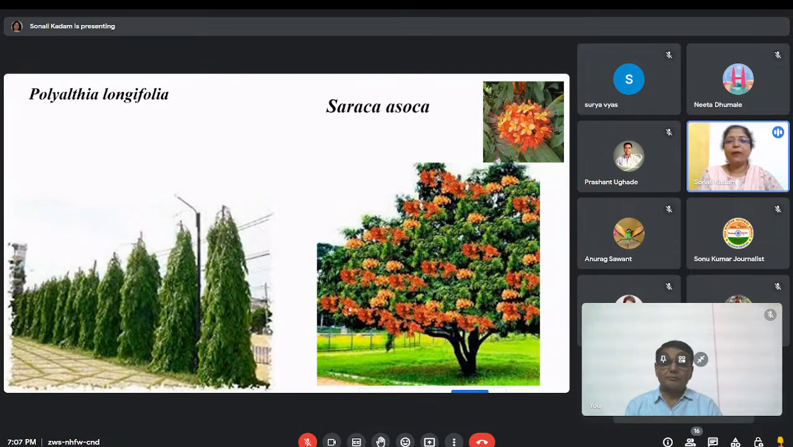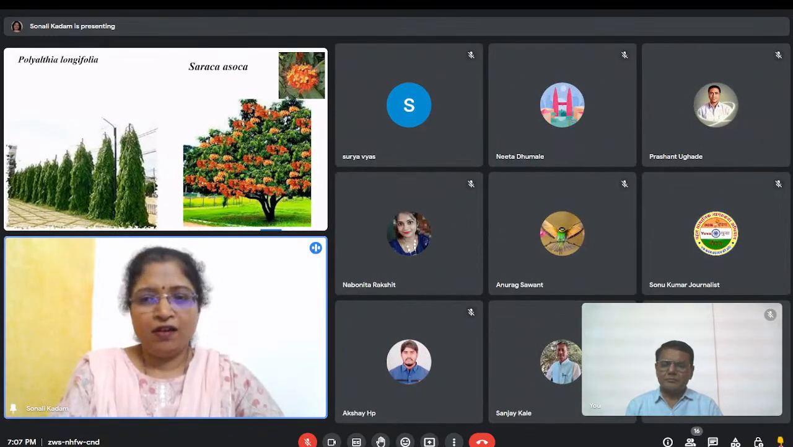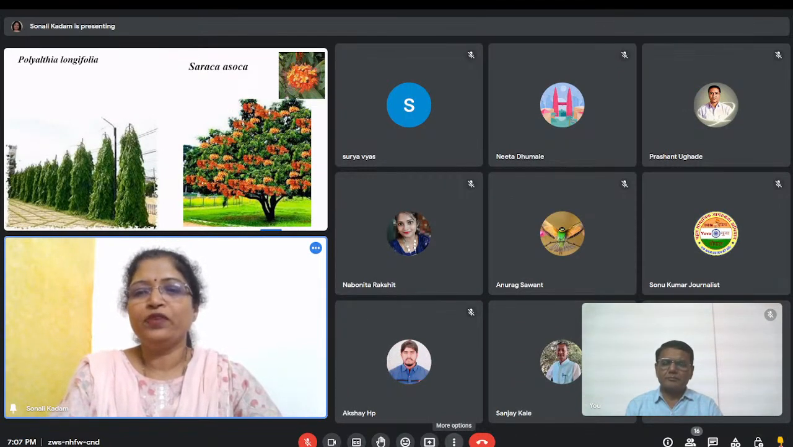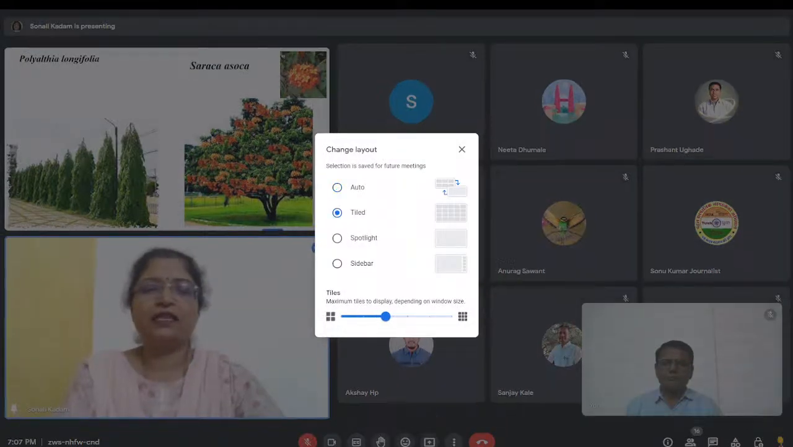That is, where Sita Mai was sitting. You must know the Ramayana, and Sita Amma was sitting under the shadow of the Ashoka plant. So see the Saraca asoca, it gives shadow. So under the Saraca asoca, you can sit very nicely.